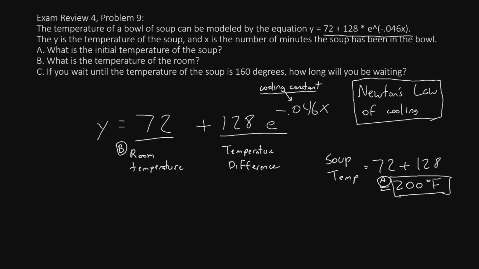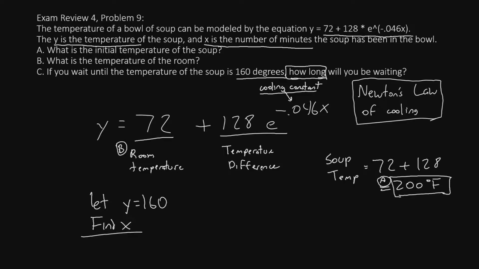So with parts A and B answered, let's move on to part C. If you wait until the temperature of the soup is 160 degrees, how long will you be waiting? As we said earlier, y represents the temperature of the soup. They have told us it is 160, so we'll let y equal 160. Then it asks how long will you be waiting? Remember that x represents the number of minutes the soup's been in the bowl, so we're going to try to find x.